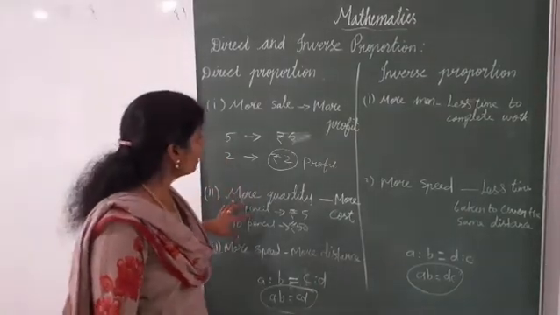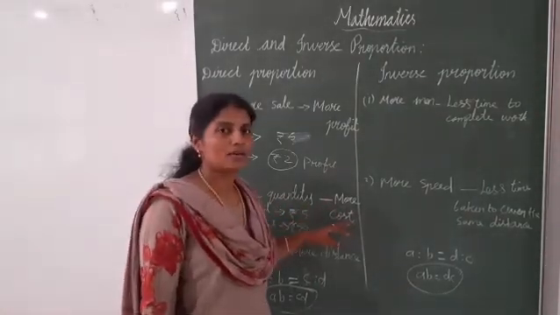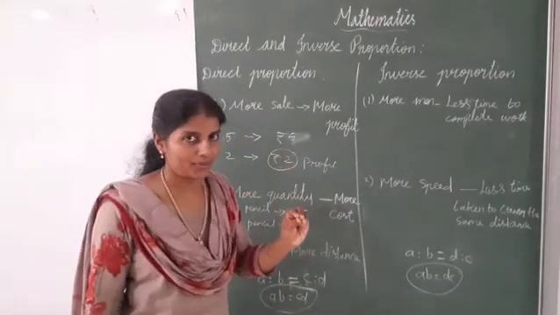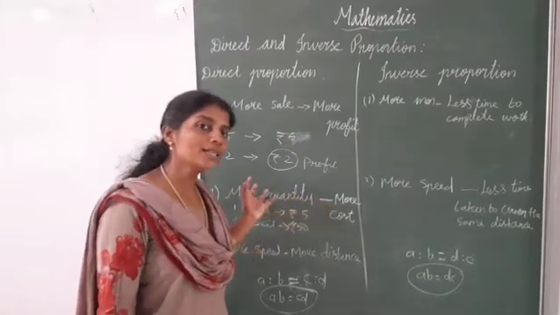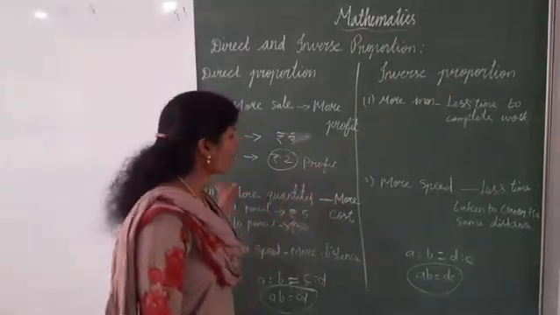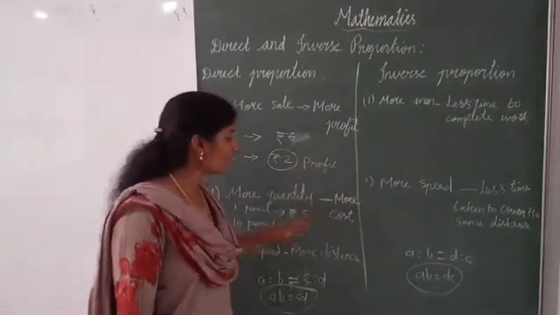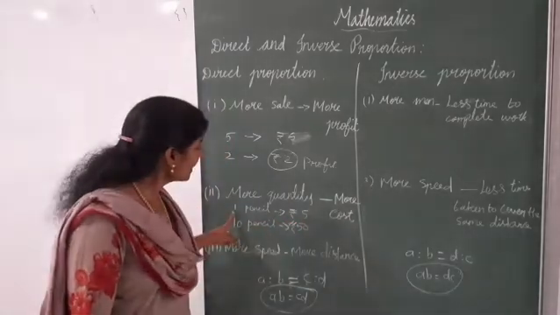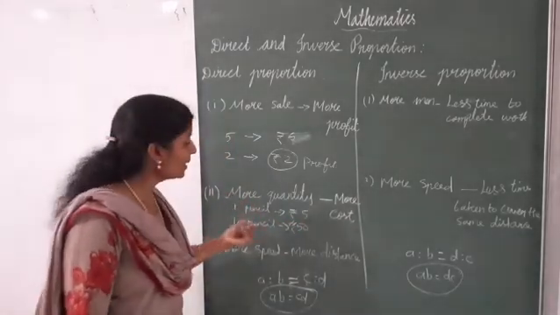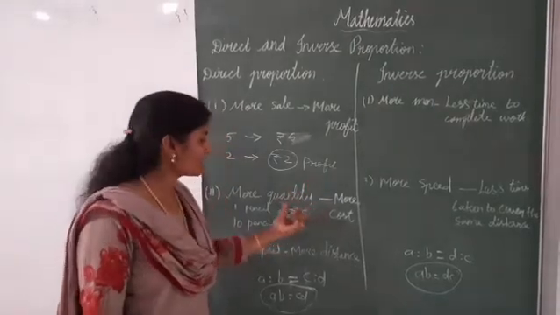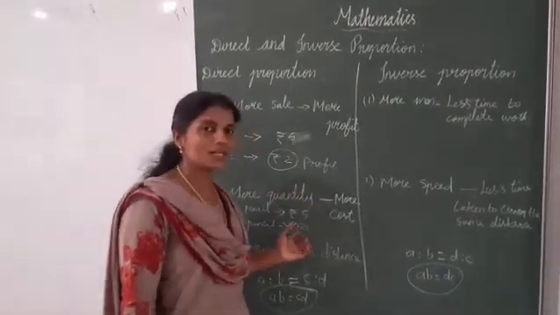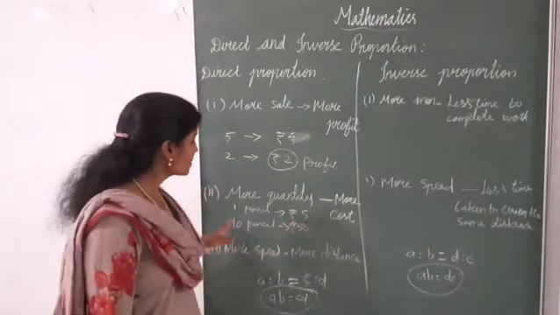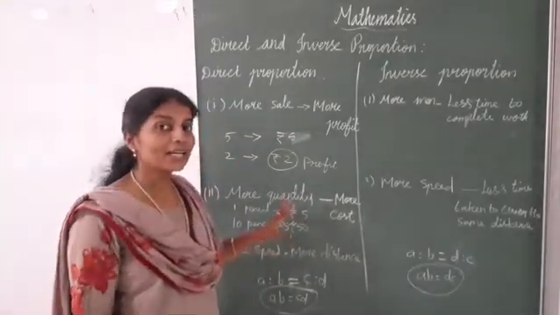Then one more example. More quantity, more cost. Cost of 1 pencil is 5 rupees. Therefore cost of 10 pencils is 50 rupees. The quantity is different. More quantity, more amount, isn't it? More cost. Here 1 pencil is a small quantity, so the amount is also small. For 10 pencils, more quantity, 50 rupees, the amount is also more, isn't it? So we can say this is also direct proportion.